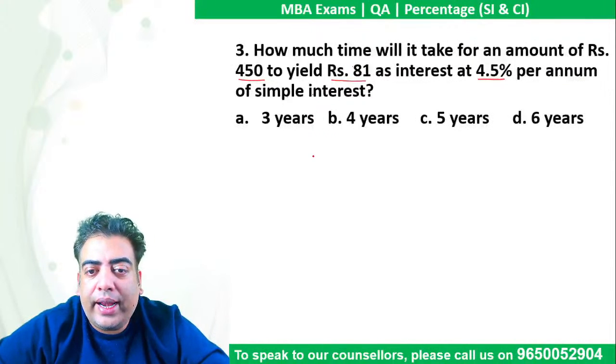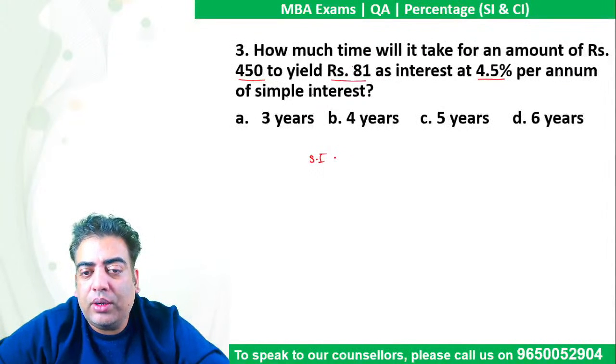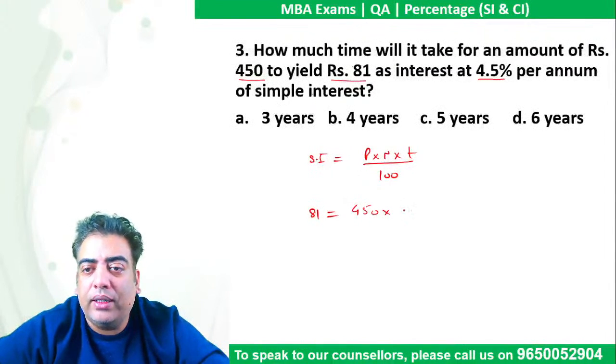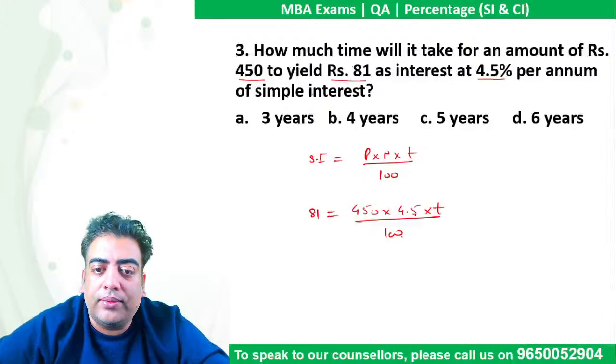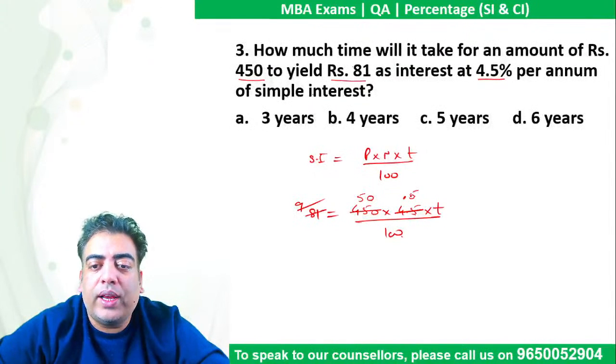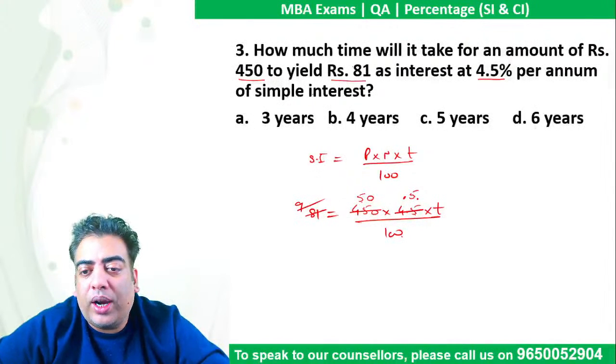So interest needed is 81. So simple interest equals P into R into T upon 100. Interest required is 81 for an amount of 450. That is the principal value. R is 4.5% and T we have to find. So this is the calculation we need to carry. So we can say 9 9s are 81, 9 5s are 45, so it is 50. Again 9 5s are 45, so that is 0.5. So 50 into 0.5, right, comes out to be 25.